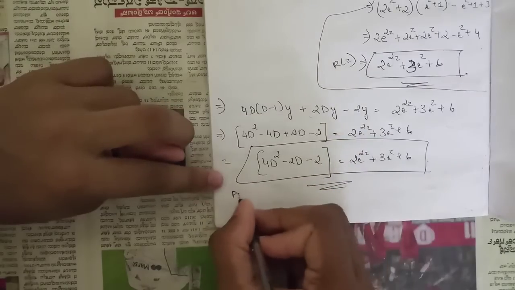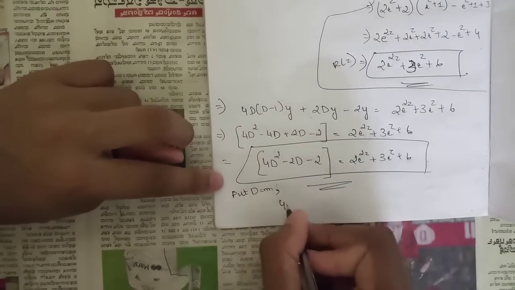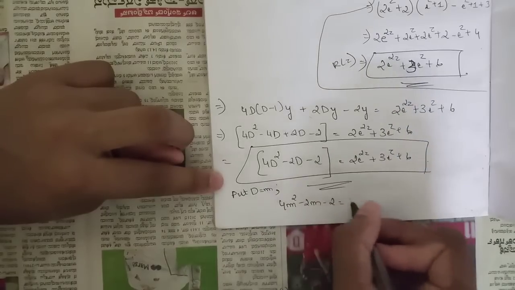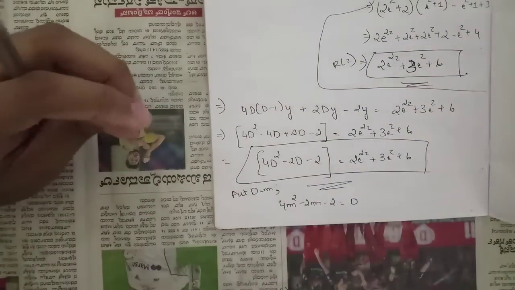So now again we need to put d is equal to m here, so we get it as 4m square minus 2m minus 2 equal to 0. For this now we need to find the roots by using the quadratic formula.